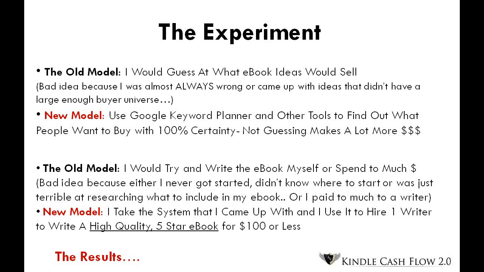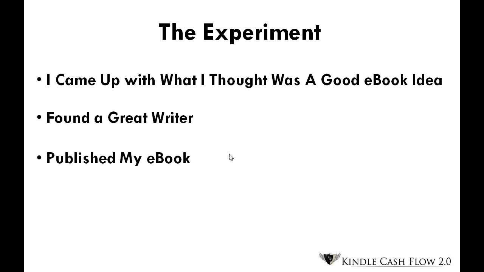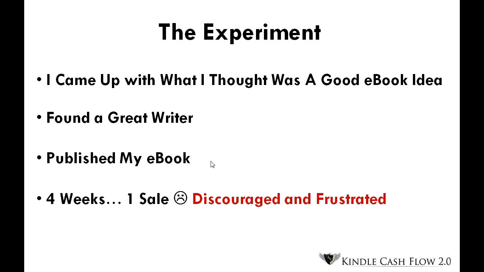All right, so the results of my experiment with the old model, when I tried to guess at what would sell and tried to write the book myself or spent too much money doing it: I came up with what I thought was a good book idea, and I thought I found a good writer. Then I published my ebook when I got my content back from my writer. My results were 4 weeks and I made 1 sale. I was just totally discouraged.